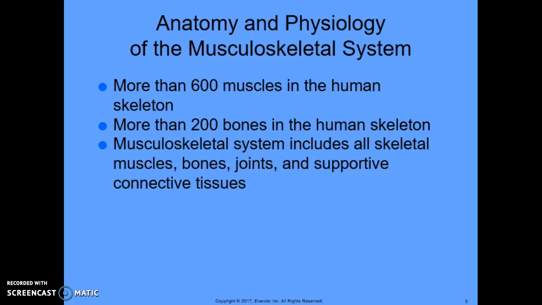So I know that you have already taken anatomy and physiology, so the next several slides are a review for you, but I just want to refresh your mind with this. Anatomy and physiology of the musculoskeletal system. There are more than 600 muscles in the human body and more than 200 bones. The musculoskeletal system includes all skeletal muscles, bones, joints, and the supportive connective tissue.